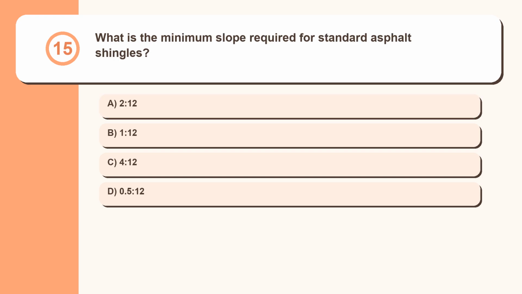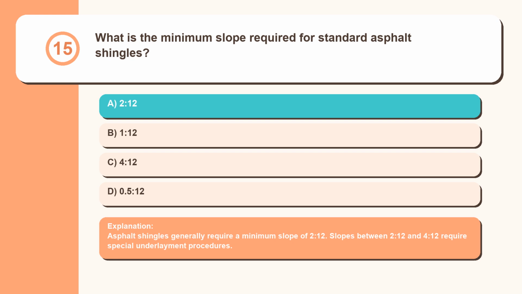Question 15. What is the minimum slope required for standard asphalt shingles? 2:12, 1:12, 4:12, 0.5:12. Asphalt shingles generally require a minimum slope of 2:12. Slopes between 2:12 and 4:12 require special underlayment procedures.